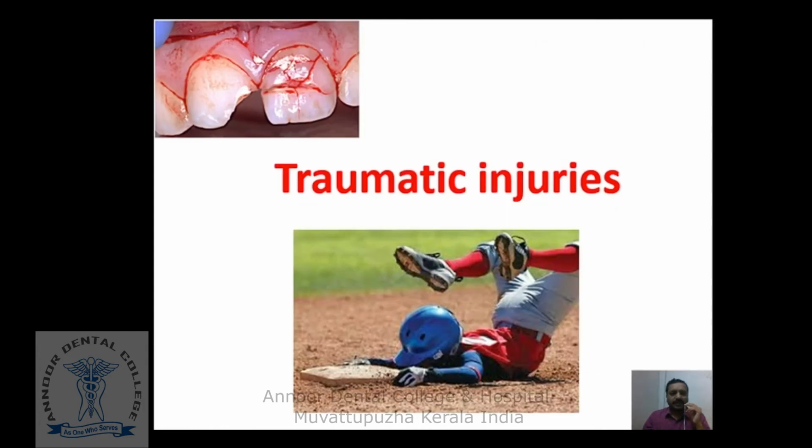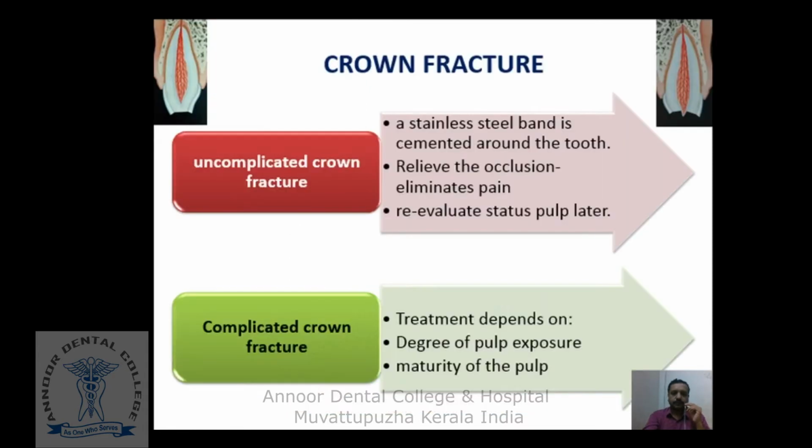Next, let us discuss the traumatic injuries that may present as endodontic emergency. First, it is crown fracture. There are two types of crown fracture: uncomplicated crown fracture and complicated crown fracture. Uncomplicated crown fracture involves enamel and dentin.